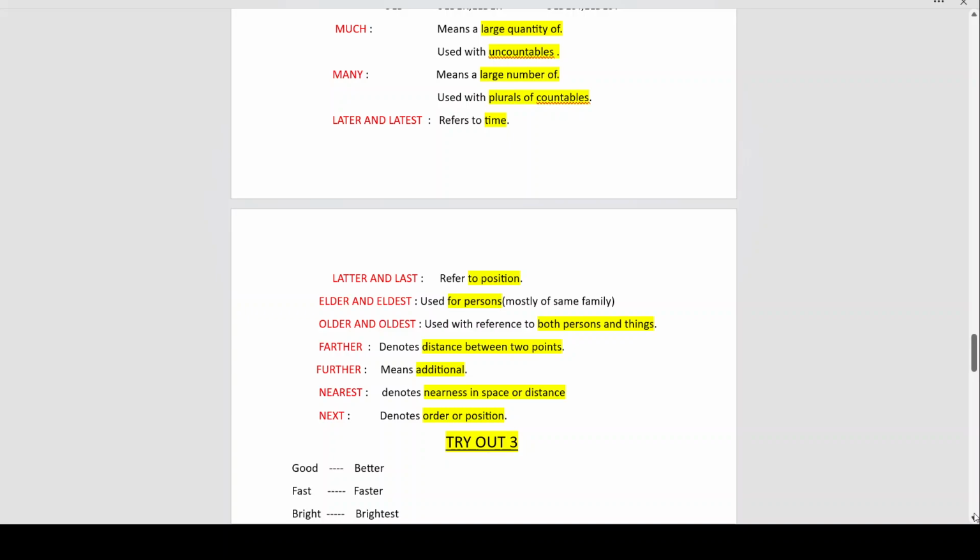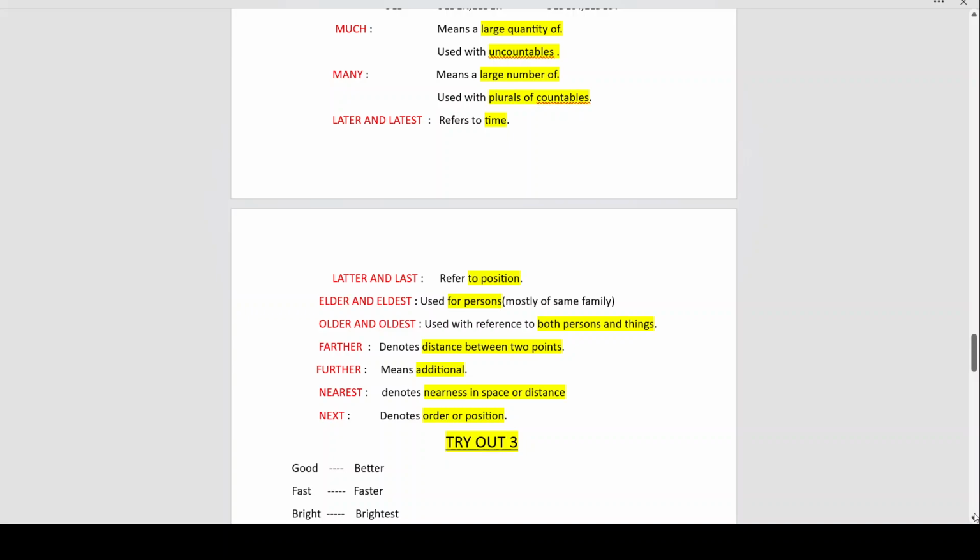Later and latest refer to time. Latter and last refer to position. He stands last in the line. That means his position is last in the line. Now, later refers to time. Do not delay later than tomorrow. So, it is referring to a time, tomorrow. Elder and eldest are used for persons, mostly of the same family. Older and oldest are used with reference to both persons and things. Now, farther denotes the distance between two points. Further means additional.